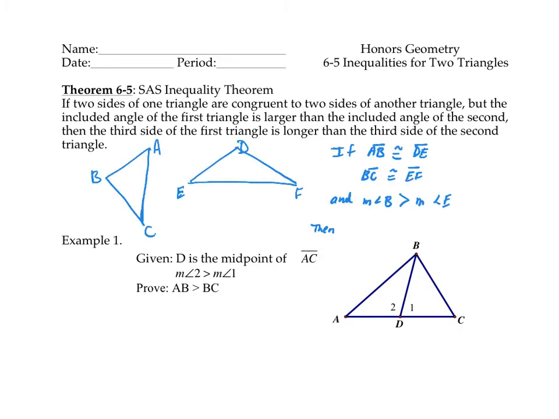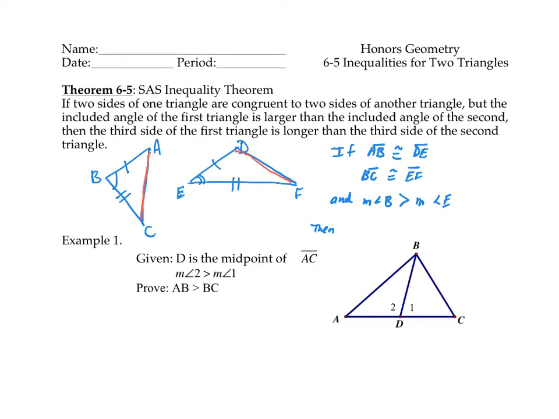Okay, so in our example we have AB congruent to DE, and BC is congruent to EF, so those are our two sides of one triangle congruent to two sides of another triangle. And the measure of angle B, this angle, is greater than the measure of angle E. So we definitely have the included angle of our first triangle larger than the included angle of our second triangle. Then the conclusion that we could make is that line segment AC is greater than line segment DF.